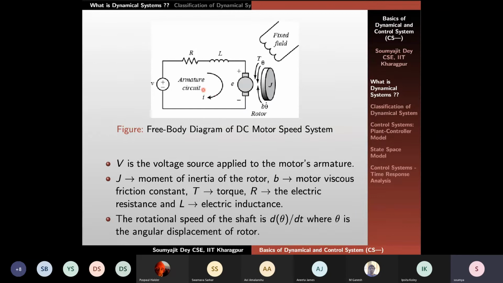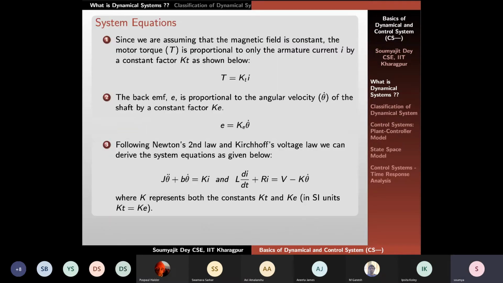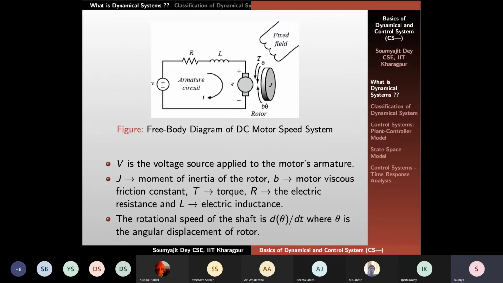Again, if you look at the basic circuit diagram of this kind of motor, you have a voltage that is applied. Of course, the motor has a moment of inertia, and it has a friction constant. You can calculate the net torque applied using these electrical quantities, and finally you can set up the motor equations to calculate the rotational speed. So in that way, we will have a system of equations. If we assume the magnetic field is constant, then like we said earlier, the torque is proportional to the armature current. Why? Because in this motor system we are not controlling the magnetic field, but rather we are controlling the voltage source, and accordingly the armature current.